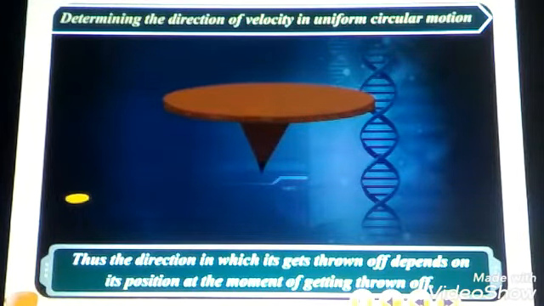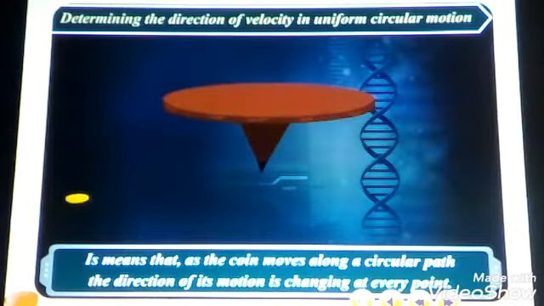So hence the direction in which it gets thrown off depends upon the position of the moving object, changing at every point.